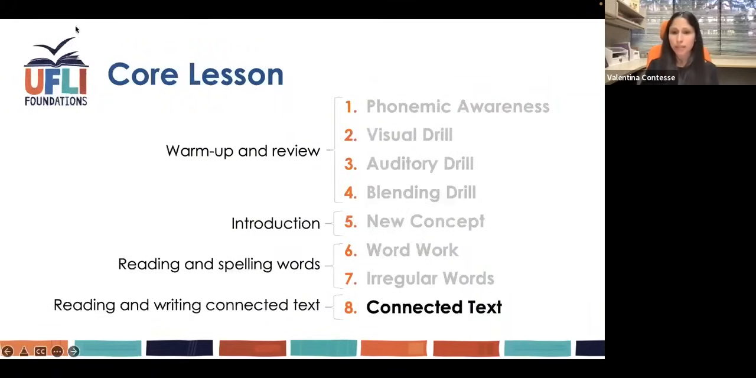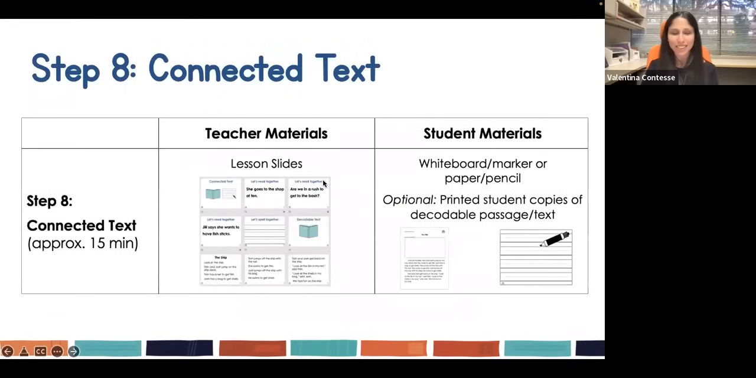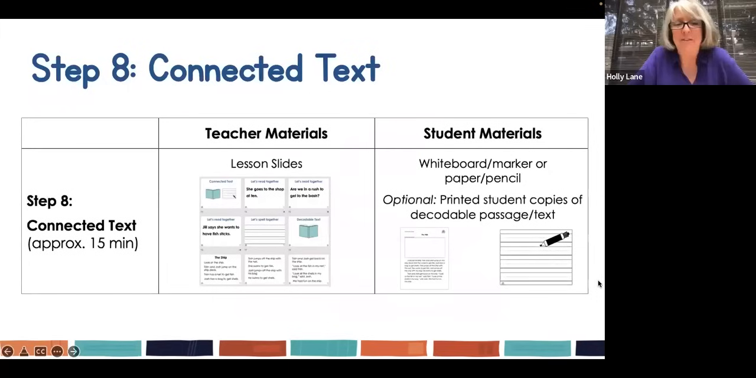And now I will let Holly have control of the screen again in order to finish up with step 8. Thanks, Val. And so we are on the last step now, the connected text step. So this is what everything leads up to, to get kids ready to be able to read and write connected text. That's the reason that we want children to be able to read words.